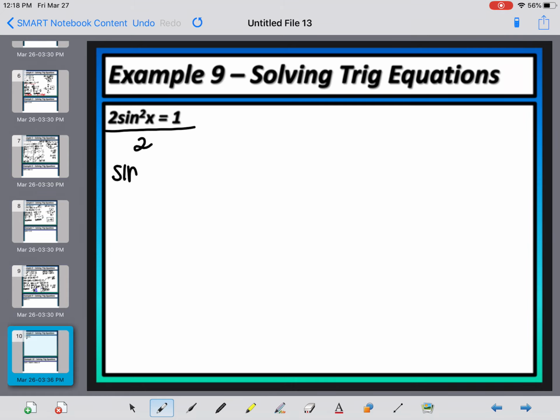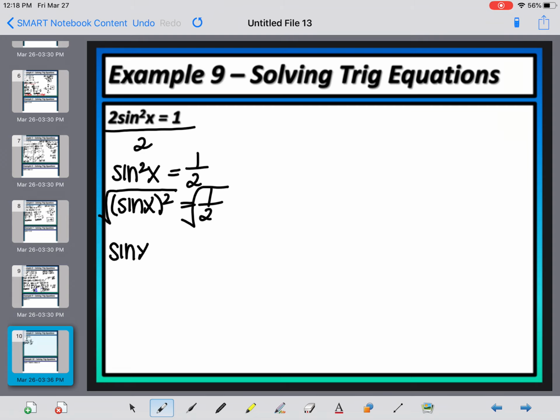Okay, so we're going to isolate our trig by dividing by 2. So I get sine squared x equals 1/2. So we could rewrite this, okay, which perhaps makes it a little bit more obvious that we have to take the square root of both sides in order to solve this. So square root of that does actually equal sine of x. Now be careful on the opposite side. When you take the square root, you need plus or minus. Okay, and square root of 1/2 is 1 over root 2.